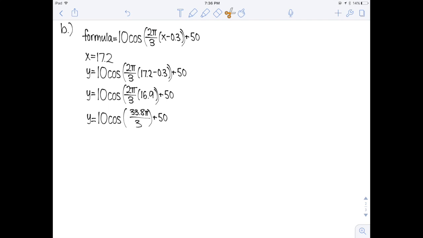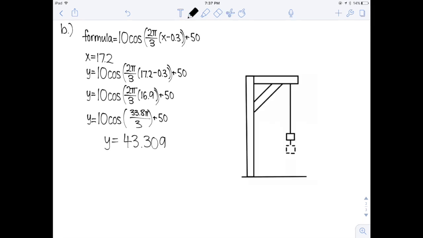The new equation is now y equals 10 cosine of 33.8 pi over 3, plus 50. Plug the equation into the calculator with mode set to radians. Therefore, the answer is 43.3 centimeters.